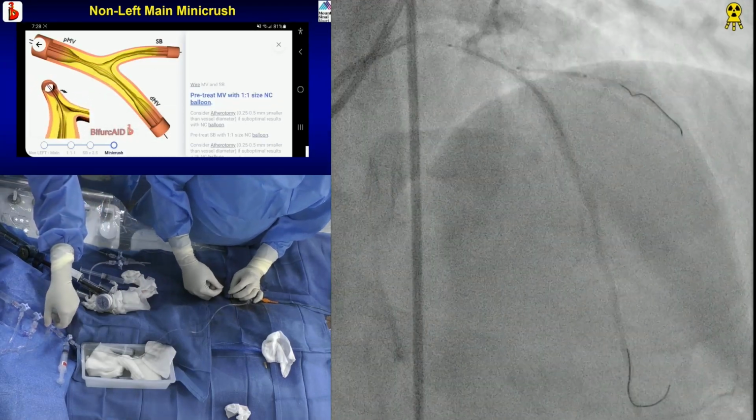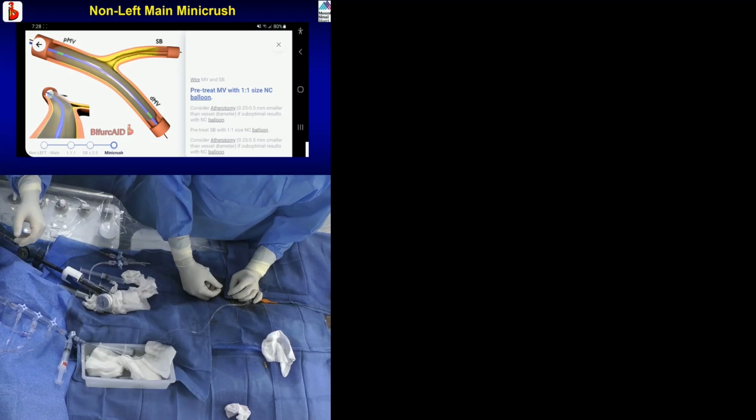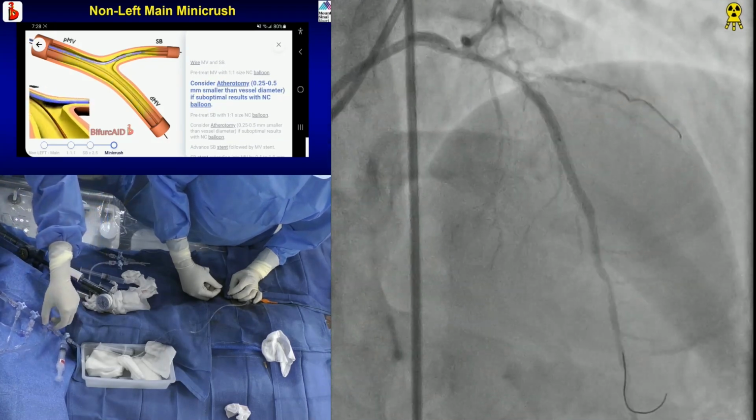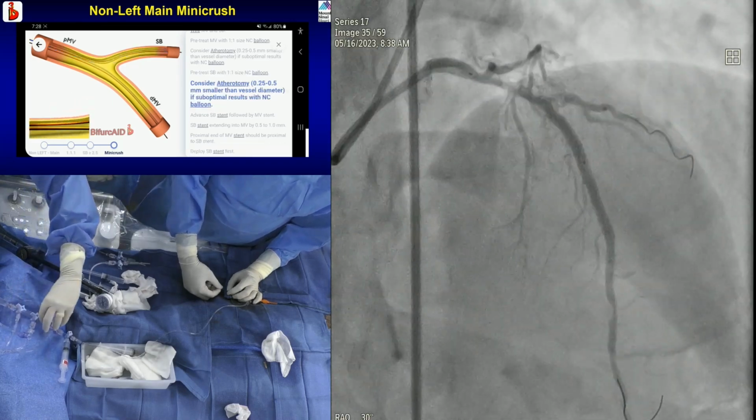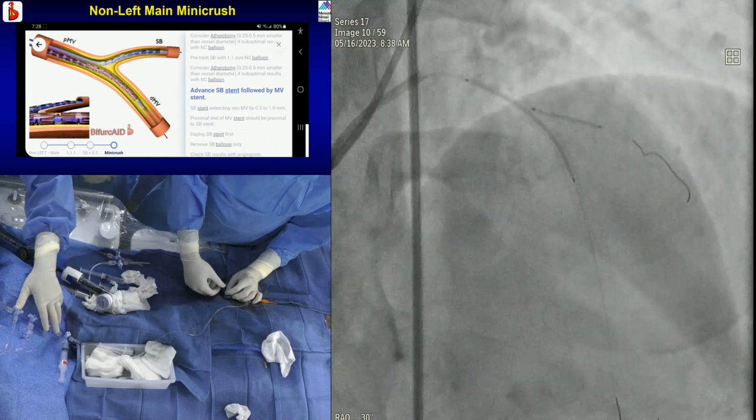Okay, good. Pull back a few millimeters. No, I think we're good. I don't want too much overlap. No, I'm saying the main LAD. Oh, LAD, forget it. That's why I was thinking 38 would have been too long. I'm focusing on the diagonal.